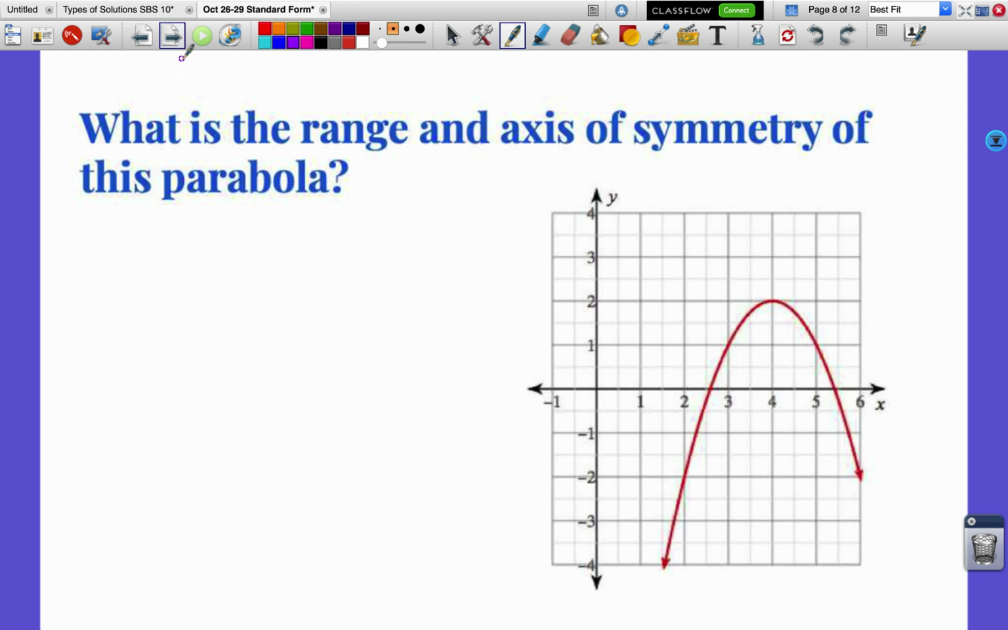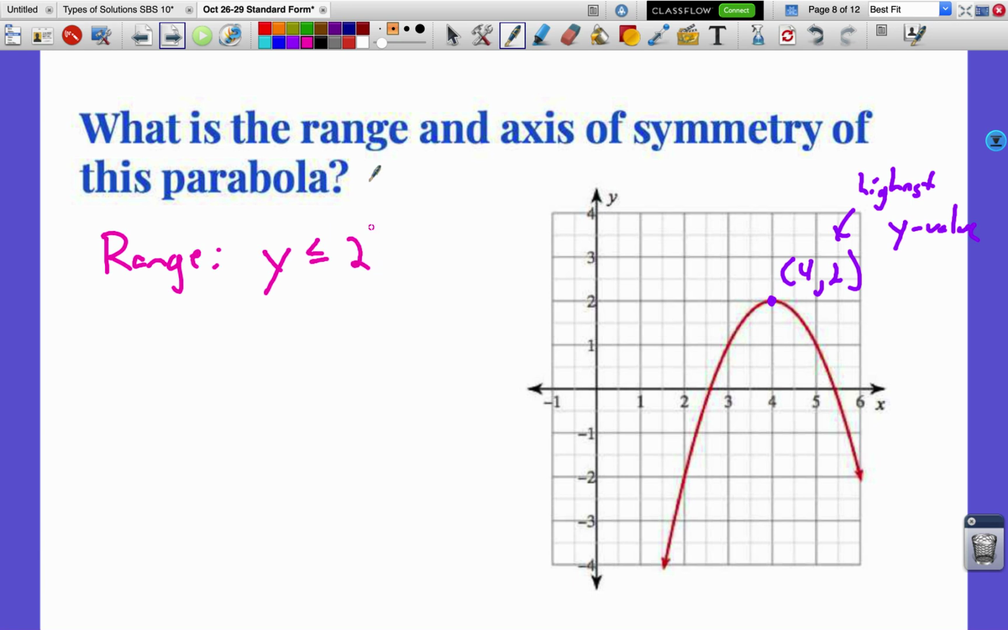Here we've got a parabola. What is the range and what is the axis of symmetry of this parabola? So the highest point it goes to is right here at 4, 2. This is the highest y value. So we need to express that in our range with an inequality. The range for this parabola is going to be that y must be less than or equal to 2.